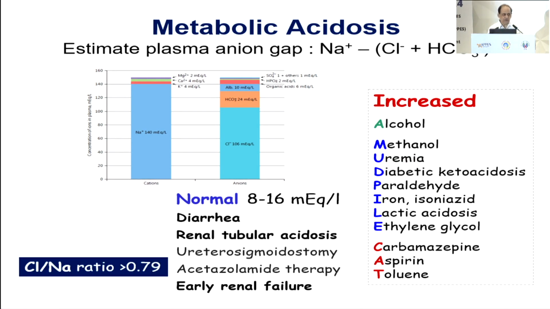Another way to look at this is the ratio of chloride to sodium. A chloride to sodium ratio of more than 0.8 is again a normal anion gap metabolic acidosis. You have conditions wherein you could have an increased anion gap acidosis, which is listed here. I will not go into details on this, but the first step in evaluating metabolic acidosis is to look at the anion gap and define whether this is a normal anion gap or an increased anion gap acidosis.